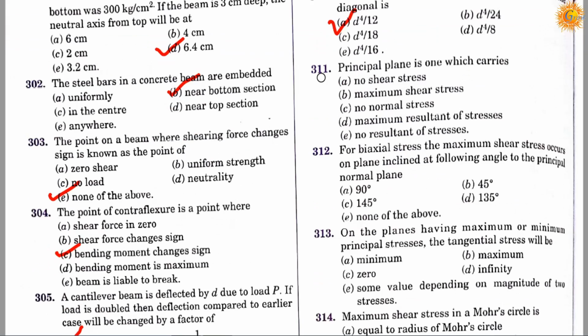Question number 311. Principal plane is one which carries: option A, no shear stress, option B, maximum shear stress, option C, no normal stress, option D, maximum resultant of stresses, and option E, no resultant of stresses. Correct answer is A, it has no shear stress.